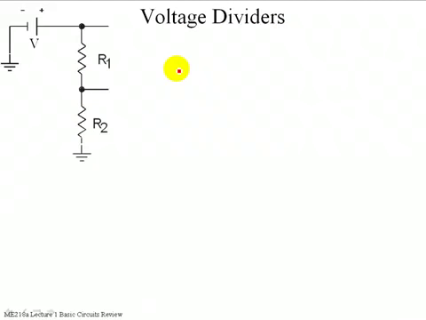All right, so some arrangements of components appear so often that we actually give them a special name. This arrangement of a voltage source and two resistors in series where we've taken a tap off at the center, you're going to see this over and over again. It's referred to as a voltage divider. And so what we're at is, how do we figure out what the voltage is going to be at V0?